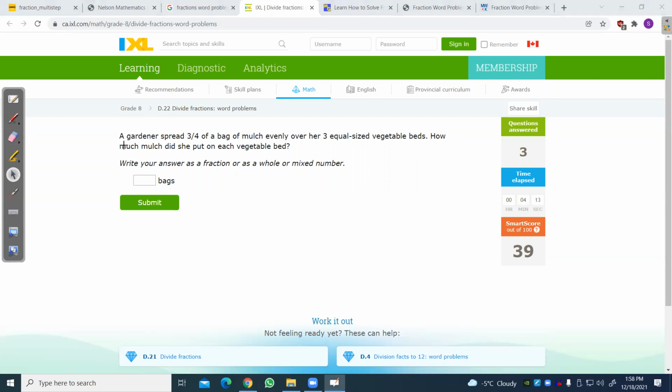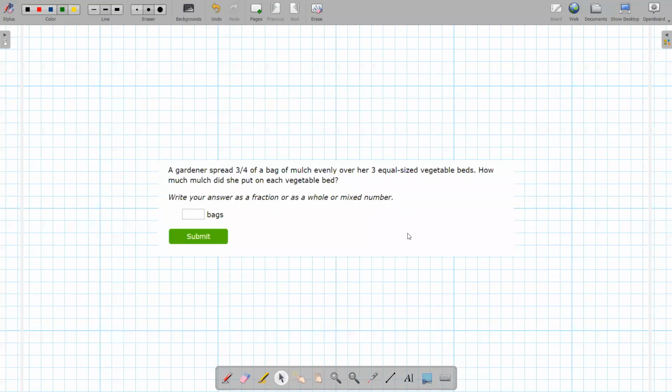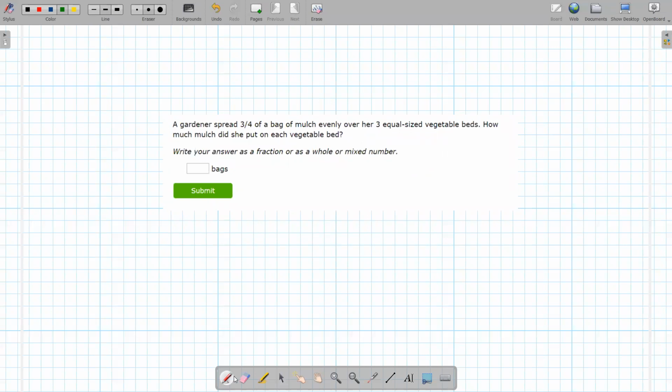Is that so? Let's see at the idea here. Let's say this guy spreads 12 bags evenly over 3, yeah. So how much does each get? There's 12 bags and we're dividing this into 3, right? So how much does each get? 4. 4, right? So we do the bags divided by 3. So we do 3 over 4 divided by 3, not the other way around.